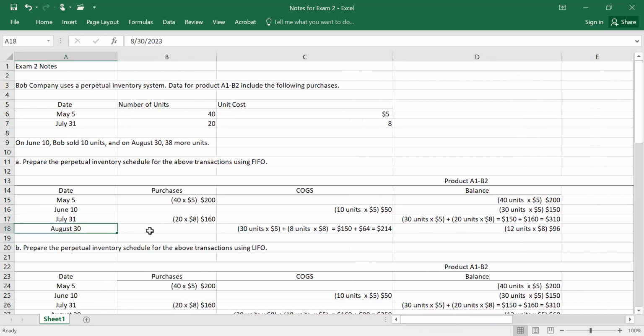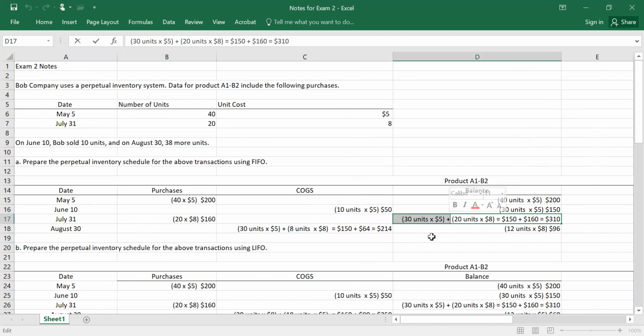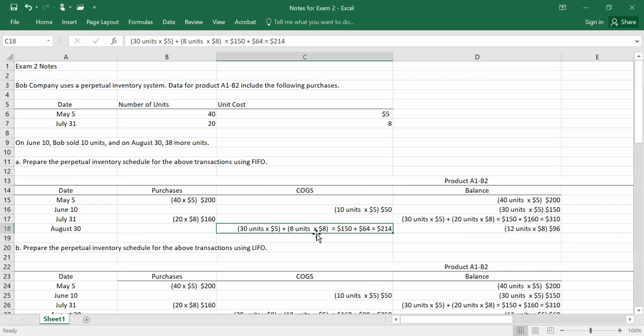Now we have a sale. And on August 31st, or August 30th, I'm sorry, we are selling 38 units. So again, we have to figure out our cost of goods sold. Okay, so we're doing FIFO. So we have to figure out which units we are selling. FIFO, the first units we purchase are the first units we sell. So that first batch, we still have 30 units of that, right? We still have 30 units at 5 per unit. So we're going to sell those. We're selling 30 units at 5 per unit. And that, of course, equals 150.